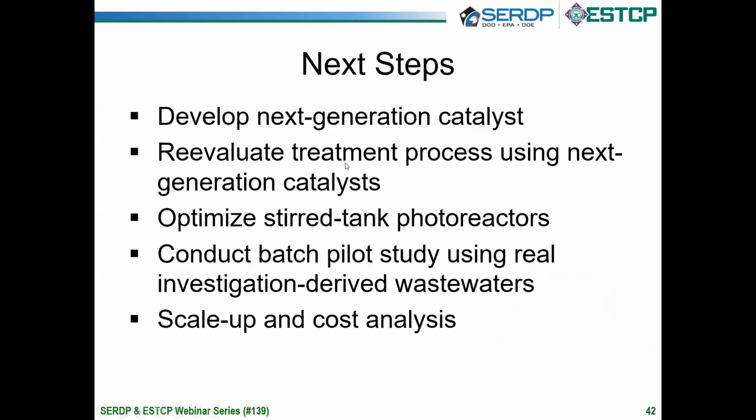Our next steps, first of all, as I mentioned, are optimizing these stirred tank photoreactors to improve efficiency. But really what we're focusing on now is development of next generation catalyst material, which is something we haven't really allowed ourselves the time to do yet. But from a materials science perspective, I believe there are many opportunities to improve the catalyst itself, and then those improvements will translate into efficiency improvements of the overall process.